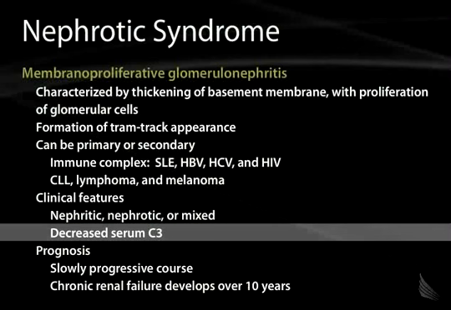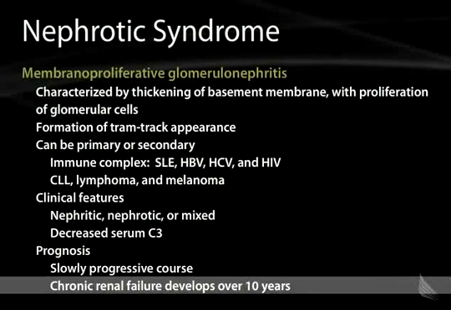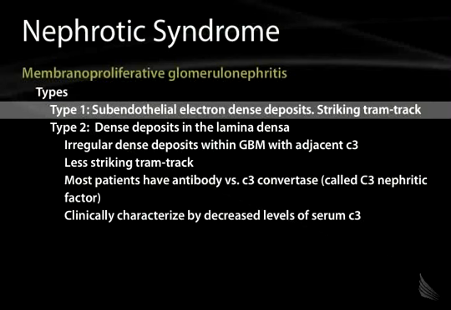The prognosis of this disease, like some of these other diseases, is very poor. You have a slowly progressive course to end-stage renal disease. Chronic renal failure typically develops over about a decade. Now, there are two basic types of membranoproliferative glomerulonephritis that are distinguished by their appearance on electron microscopy. The type 1 gives you this typical tram track type appearance with subendothelial electron-dense deposits.